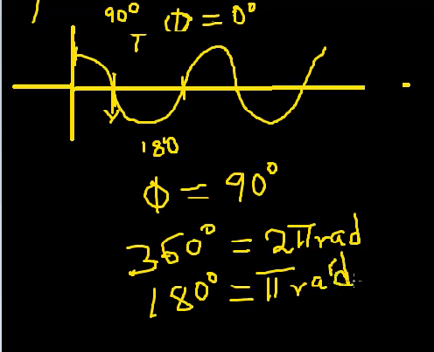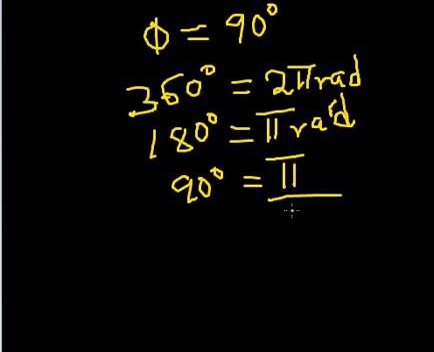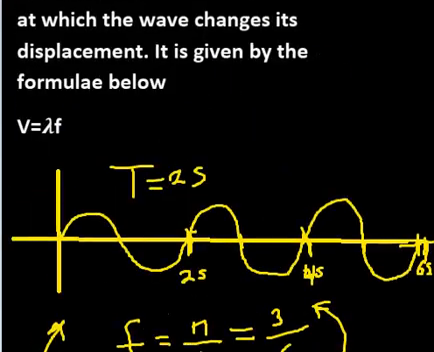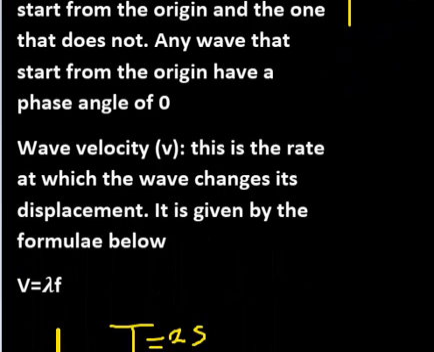Okay, so I hope you are getting it. Then of course, if it is 90 degrees, like the one we have there, that is half of 180, right? So that's pi all over 2 rad. All right, so I hope that is well understood. That is the phase angle. Please take note of them, go through it.